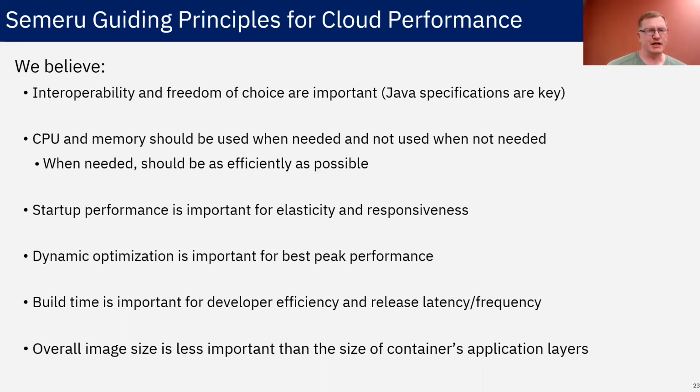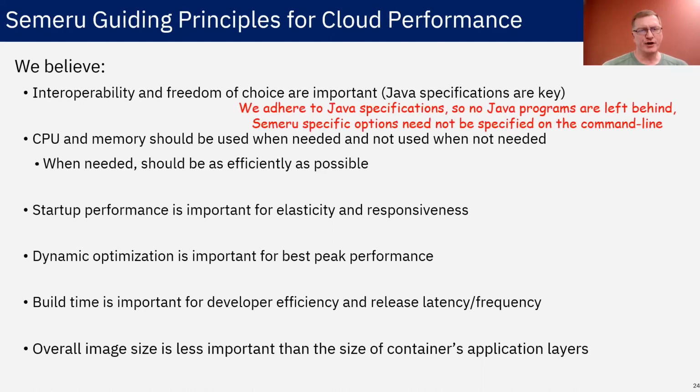So the first one, and it's something that we believe quite strongly, is that interoperability and freedom of choice are very important. One way of putting this is that Java specifications are very important, but it's about more than that. It's about making sure that all Java applications are able to take advantage of the things that we're talking about.